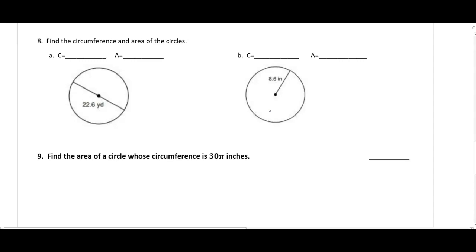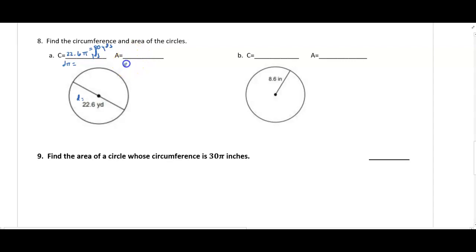So going back to the lesson the other day, find the circumference and areas of the circles. So right away, we're given the diameter here. So the circumference is pretty easy. That's just going to be diameter times pi, which is 22.6 pi yards. Now, if we found the approximate, 22.6 pi would give you about 70.9999. So this would be approximately 80 yards.